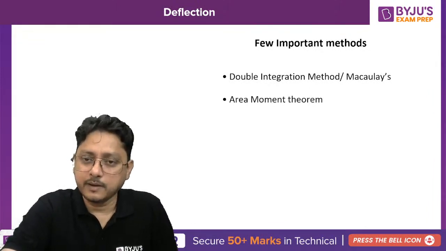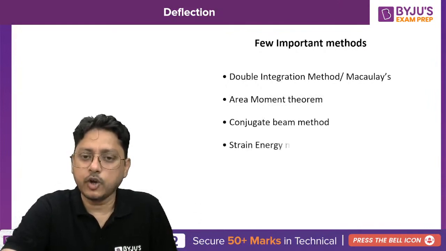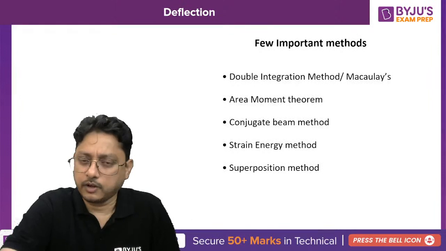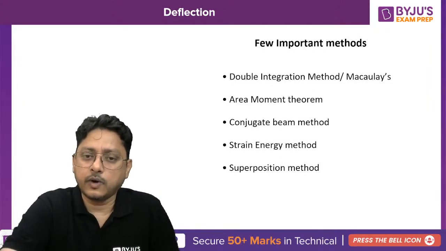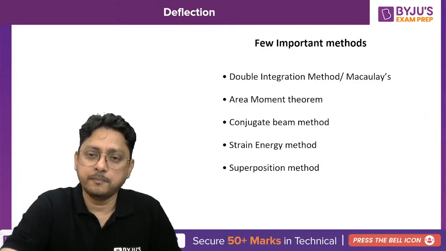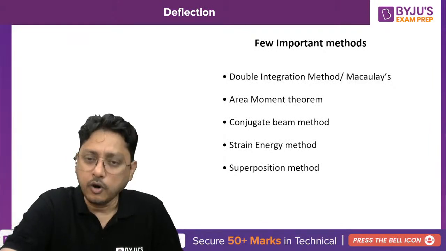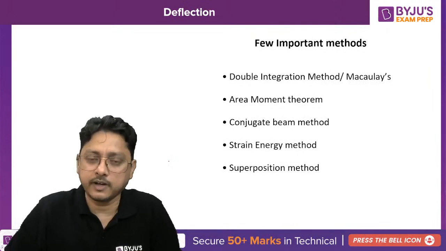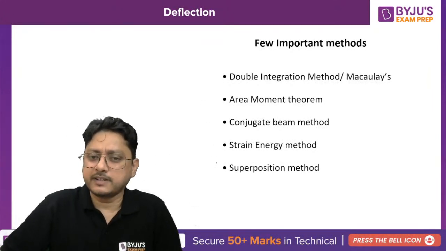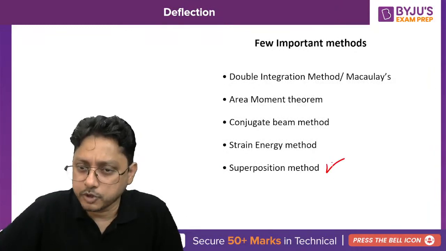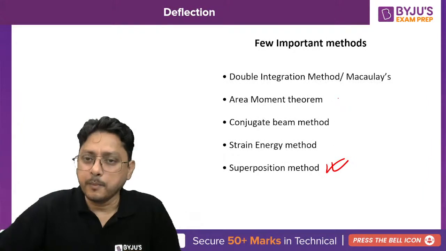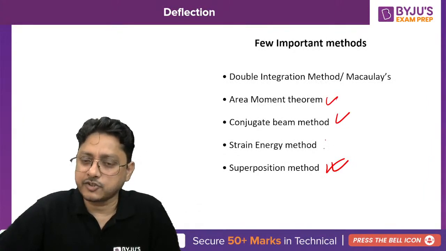Then you have the area moment theorem, the conjugate beam method, the strain energy method and the superposition method. Although you have the virtual work method also, out of all the methods available for finding deflection and slope, generally for the GATE examination or any competitive examination, the most helpful methods are the method of superposition. More than 80% of the time you will find the method of superposition, moment area theorem, conjugate beam method and strain energy method.